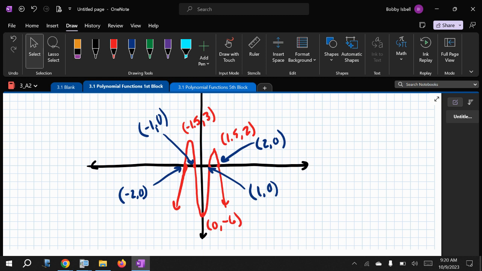Definitely easier if there is an equation to find those pieces. But here, realizing that if we have those pieces, we can get an idea of what the graph looks like without having an equation even, if we just know those important points or those key features of the graph.